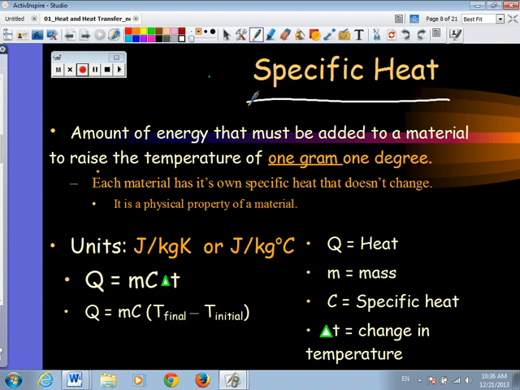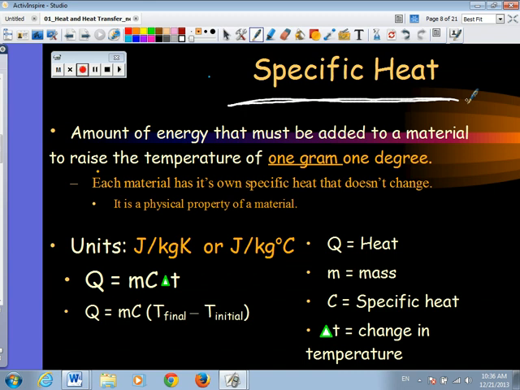Another thing that comes up quite a bit is this idea of specific heat. Okay, it's the amount of energy that must be added to a material to raise the temperature of 1 gram 1 degree. Okay, this is a characteristic of whatever substance you're looking at. Each material has its own specific heat. It doesn't change.